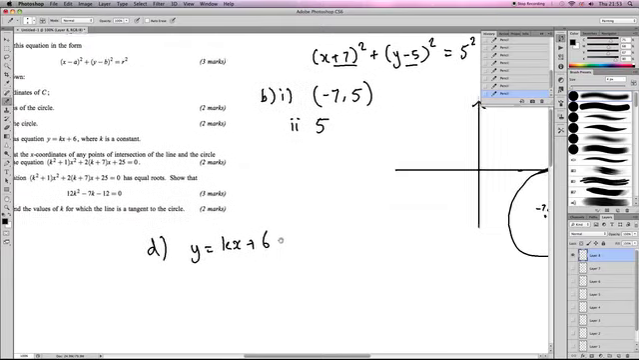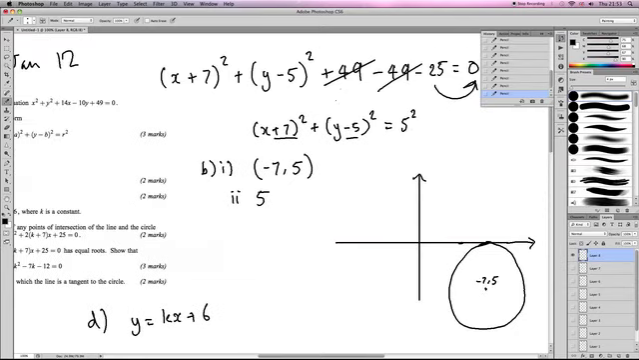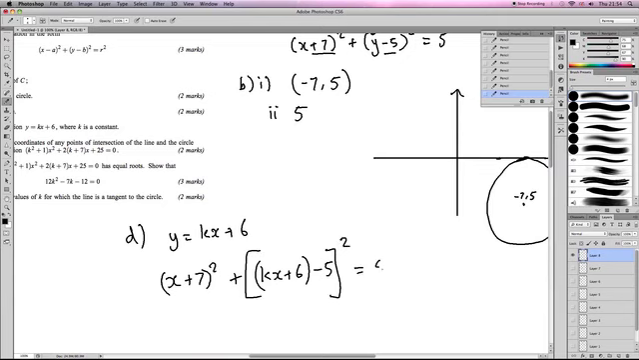First thing I'm going to do is substitute this into here. So it's going to be x plus 7 all squared plus kx plus 6 minus 5, all squared equal to 5 squared.